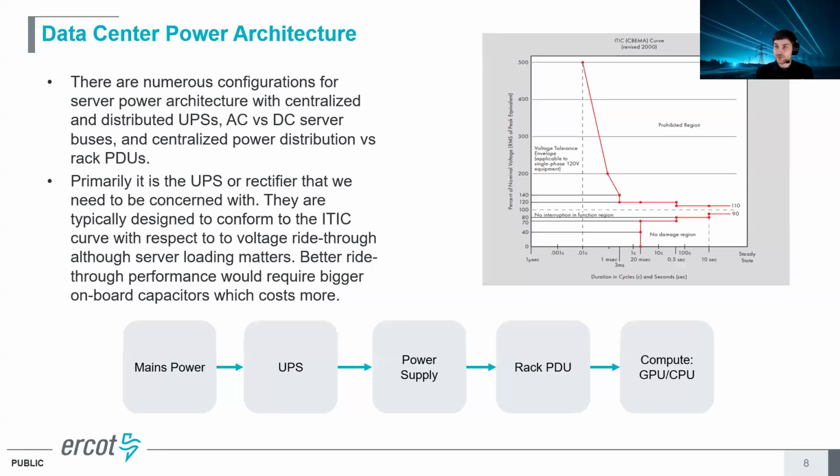These are typically designed according to the ITIC curve, which specifies whether the equipment will trip or not trip. When we're talking about voltage ride-through, we need to look at what these ITIC curves are and see if the equipment is designed differently, because while there is the ITIC curve, folks may design their equipment a bit differently. To get better ride-through performance, we need bigger onboard capacitors on the power supplies, UPSs, and rectifiers, which is more expensive. So there's a cost and engineering trade-off.